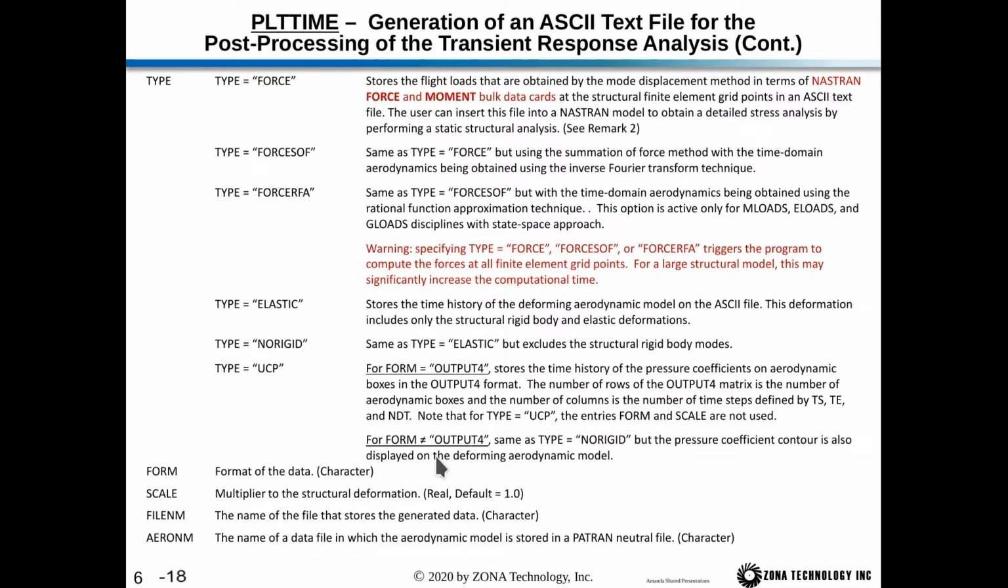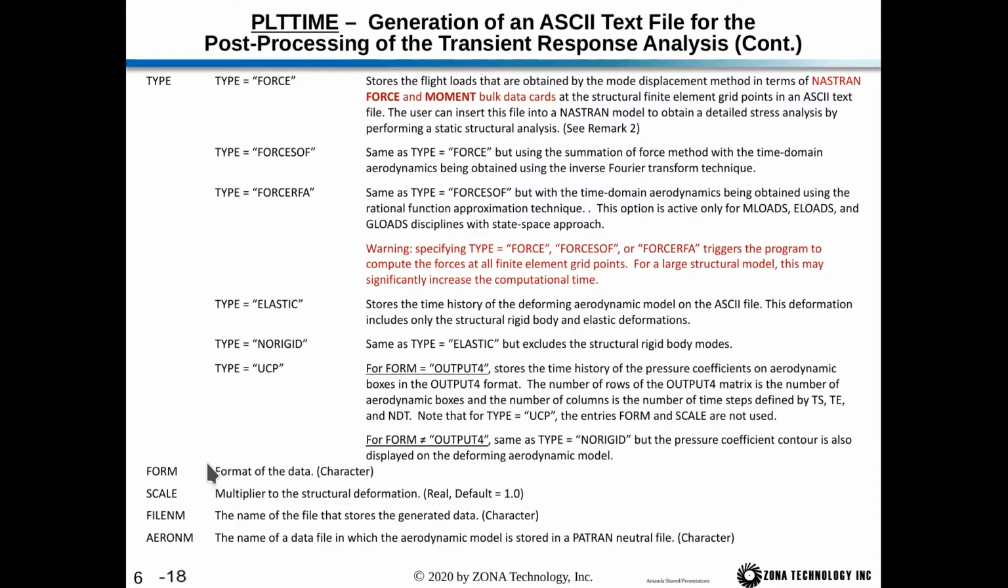And for form does not equal output 4, for example, if form equals tech plot, then it's the same as type no rigid, except the pressure coefficient contour is also displayed on the deformed aerodynamic model. So using this option, you can get a plot of the deforming aerodynamic model, and at the same time, you can plot the pressure coefficient contour on that model.